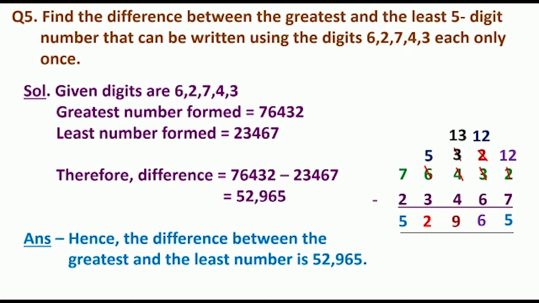Okay, so the difference of the greatest and the least number formed will be 52,965. Okay, hence the difference between the greatest and the least number is 52,965. Okay, this is our final answer.